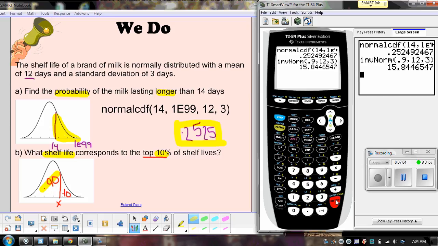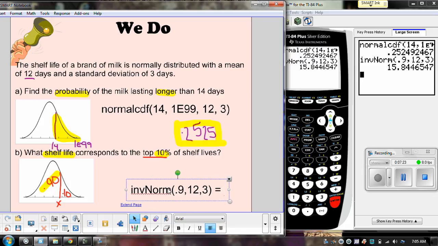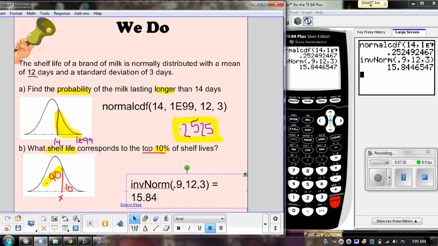Voila, I get my number of days, 15.84 days. So if I want to know, the top 10% of shelf lives will correspond to 15.8 days. So for my work, I can just write down exactly what I typed in. That satisfies for my work, and then 15.84. Maybe we should put days on there, and that is my answer.